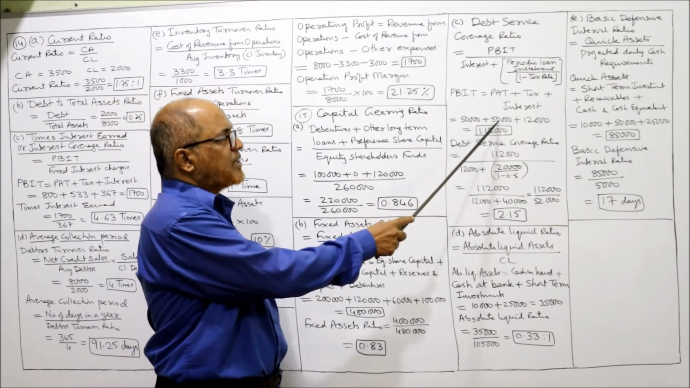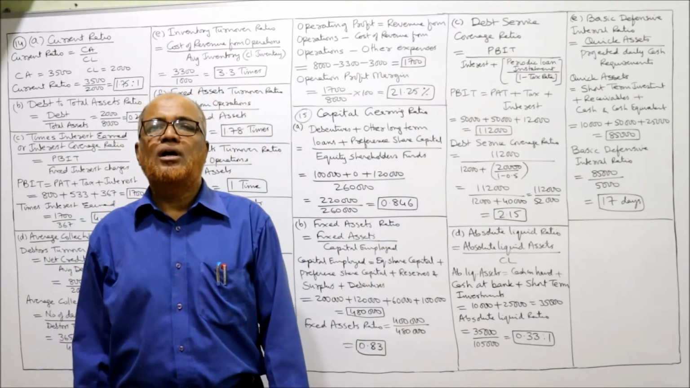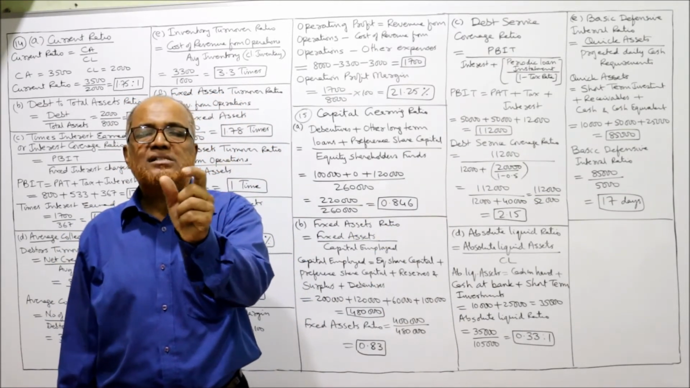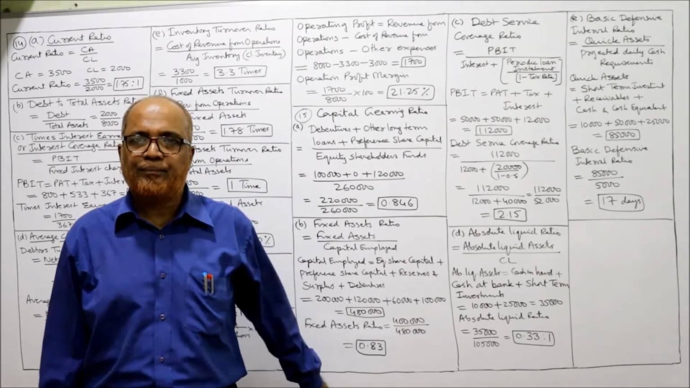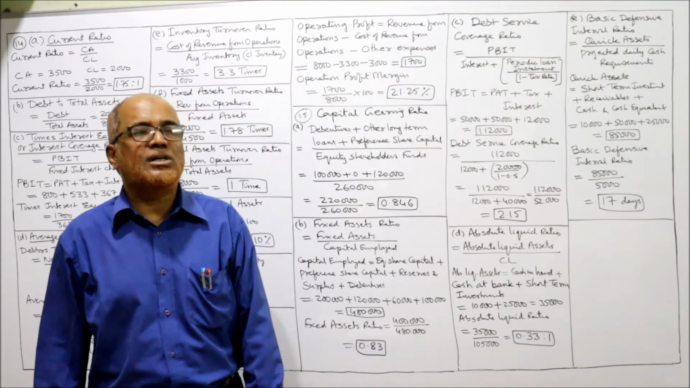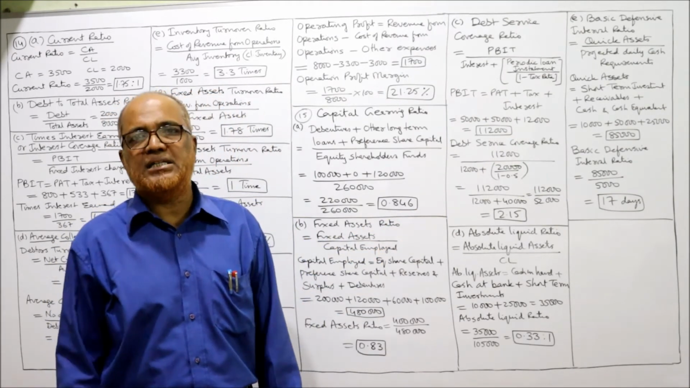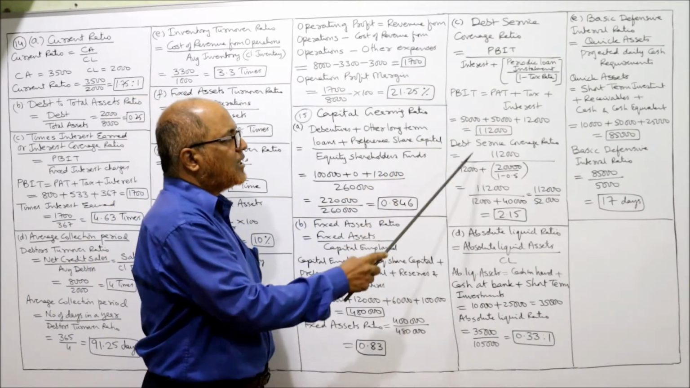So 50,000 plus 50,000 plus interest charges are 12,000. How we got 12,000? Debentures. 12% debentures of rupees 1 lakh. To calculate 12% of 1 lakh rupees, 12,000 is the interest charges. So 1 lakh 12,000 is the PBIT. Now interest charges are 12,000.